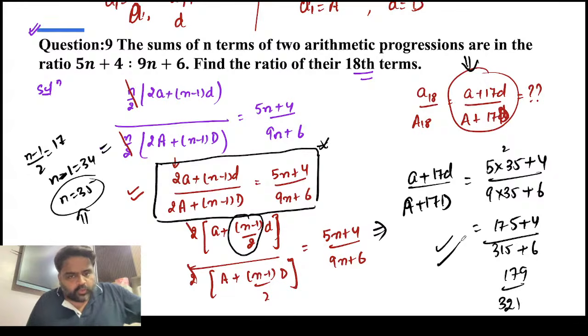No, Rudra, you can't put n is equal to 1, because we want to calculate the ratio of the 18th term. When you put the value of n is equal to 1, you will get the ratio of the first term. So you won't be able to put it.